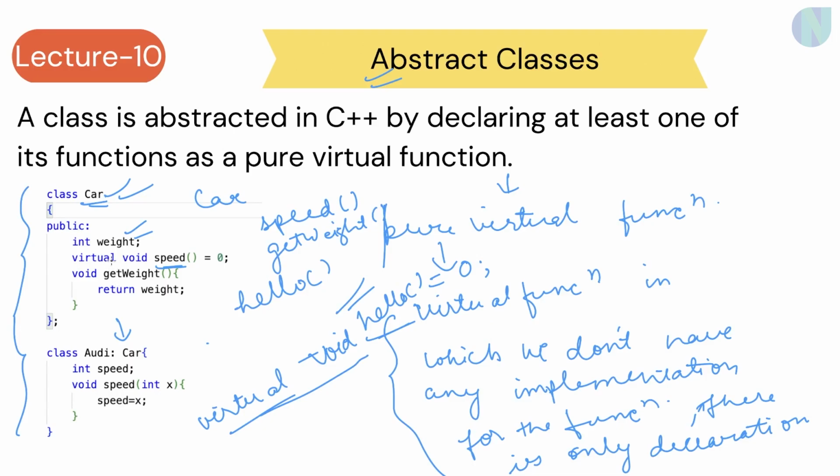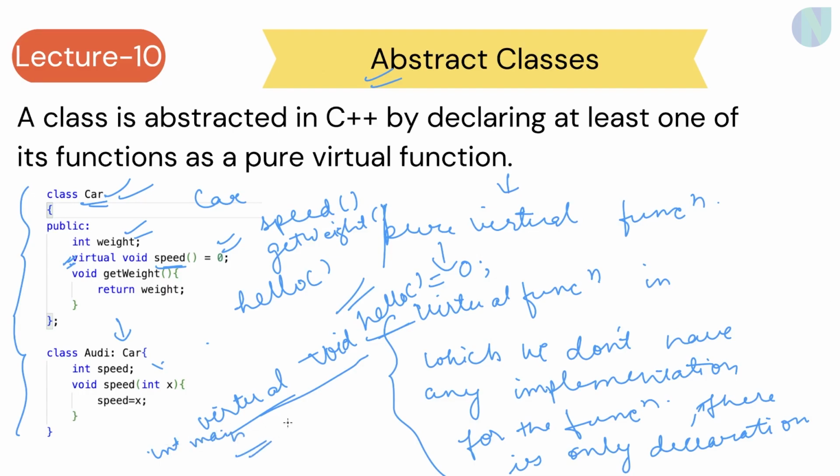Now as you can see, here we have given the virtual keyword: virtual void speed. Whenever we give the virtual keyword, it needs to be implemented in the derived class. So we have given virtual void speed = 0. Now since we haven't given any implementation, consider that here also I am not giving any implementation for this class and I am calling it in int main. Then what will happen?